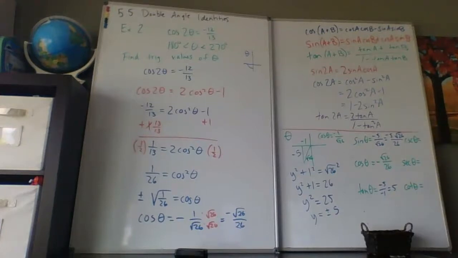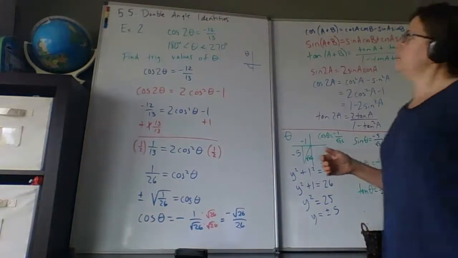Now, to find cosecant of theta, I will flip sine, but I'm going to go ahead and flip this before I rationalize so I don't have to rationalize again. So I get negative rad 26 over 5. Again, I will flip the negative 1 over rad 26, or just negative rad 26. And flipping the 5 gives me 1/5.